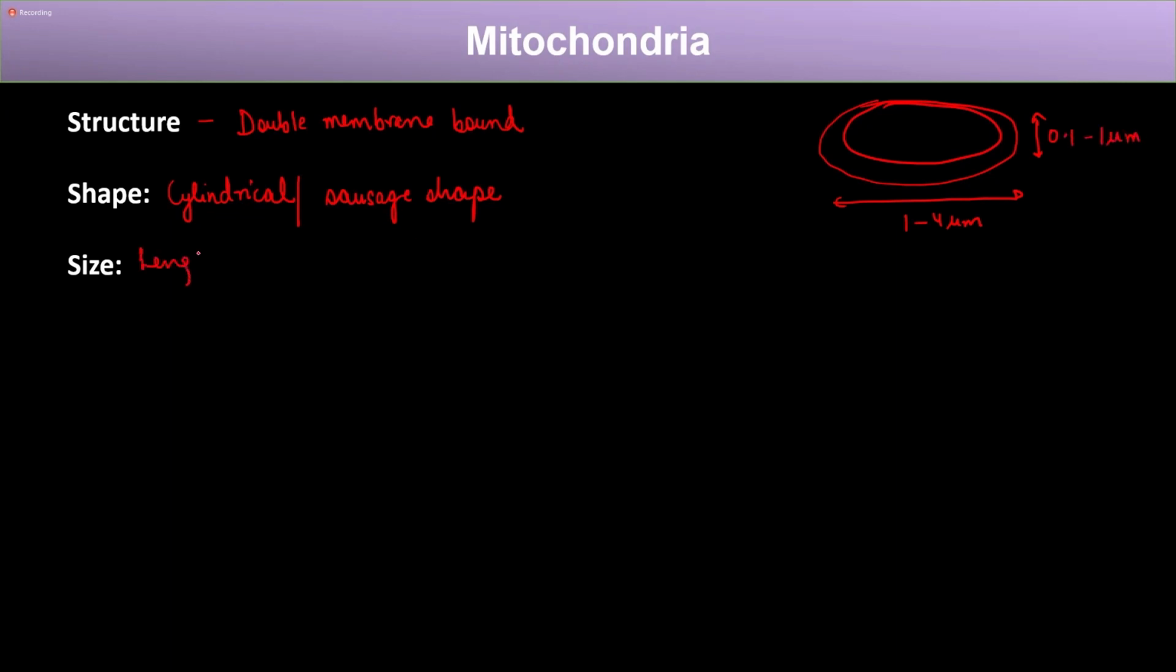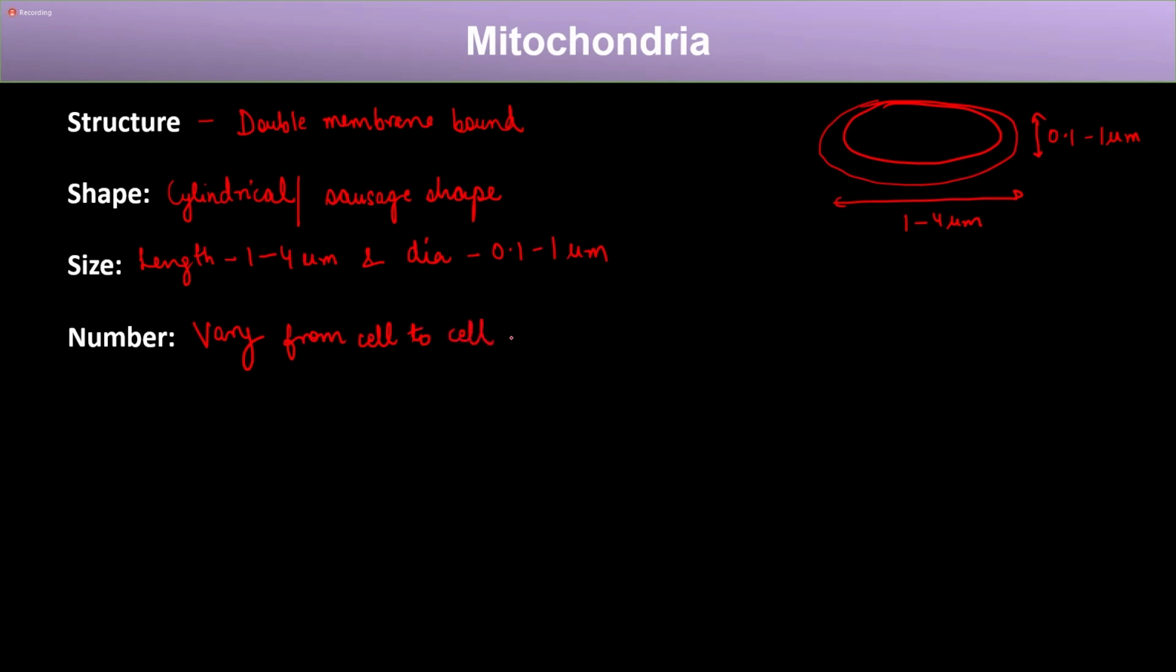So we can write the length is 1 to 4 micrometer and diameter of mitochondria is 0.1 to 1 micrometer. Apart from this, if we talk about the number, how many mitochondria are present in a particular cell, this number varies. It is not important that all cells consist of an equal number of mitochondria. So the number of mitochondria varies from cell to cell.